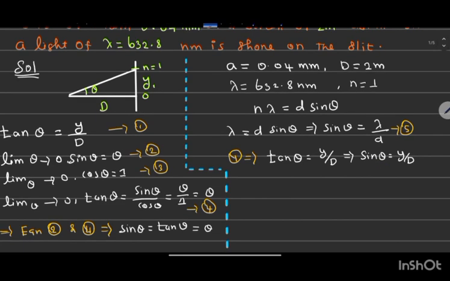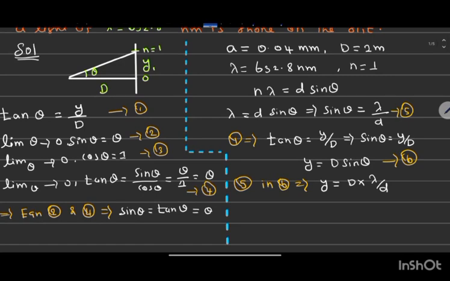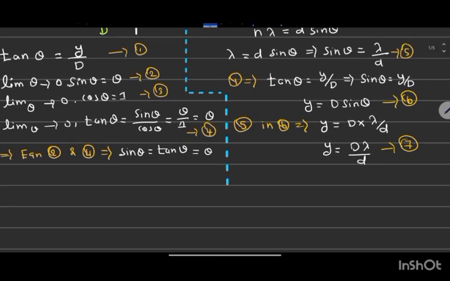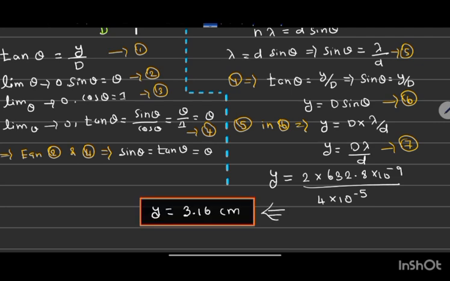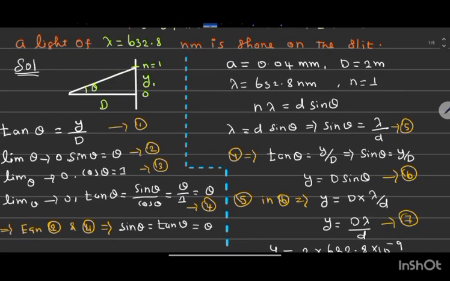Therefore, putting this sin theta in equation 5 and rearranging, we get y as D sin theta, and put this sin theta here. We get y is equal to D times lambda by a, and putting all the known parameters gives me the y value as 3.16 centimeter. So this means that from the central maximum, my first minimum is located at 3.16 centimeter distance. That's all.